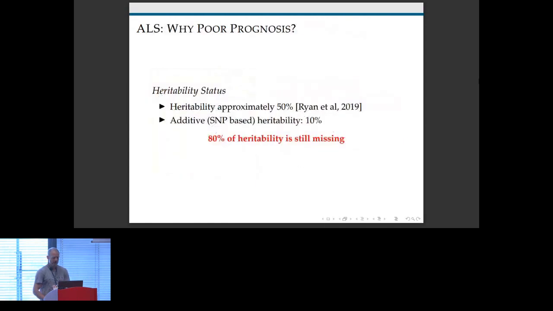And why is this? As of the most current estimates, around 80% of the heritability is still missing. So this disease is really hardly understood in terms of the genetic background. It provably has one. So we need to work harder to get there.